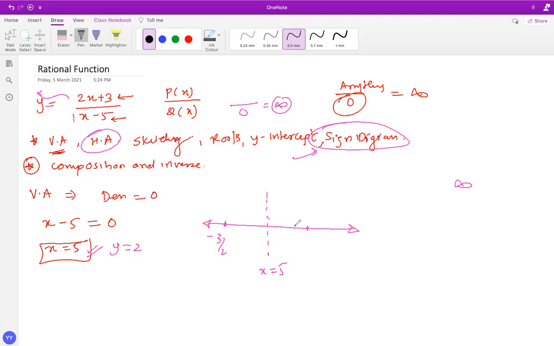Now what you do is you pick up a value in each range. If I pick up, let's say 6 here, it's going to be positive over positive, so it's positive. Now if I take a value in between, I could take x as 0, so it is 3 over negative 5, that's negative. Now if I take anything here, like x equals negative 2, you're going to have negative 4 plus 3, that's negative 1, negative over negative, so that's going to be positive. What this means is that your graph is positive here, above the x-axis. In between negative 3 over 2 and 5, it is below the x-axis.